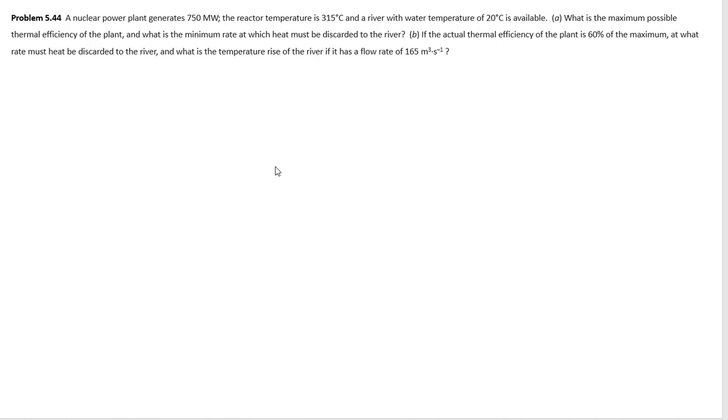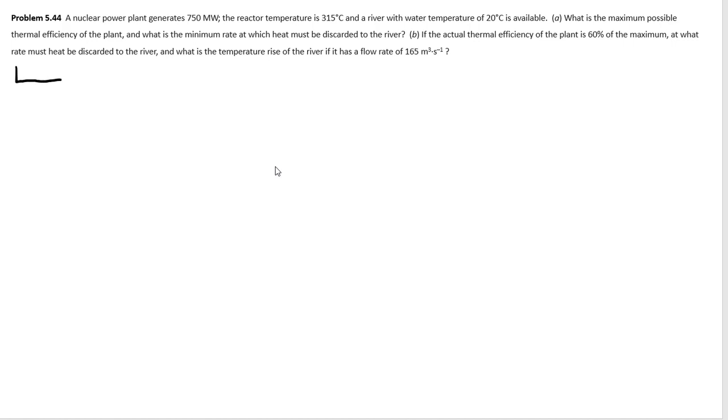and what is the minimum rate at which heat must be discarded to the river? So let's attack that part of the problem first. The first thing we need to realize is what kind of basic problem this is. The answer is that this is a second law problem, because we're interested in thermal efficiency. This is basically a heat engine. We're interested in its thermal efficiency, and given the temperatures, we want to know the minimum amount of heat that must be discarded to the river.